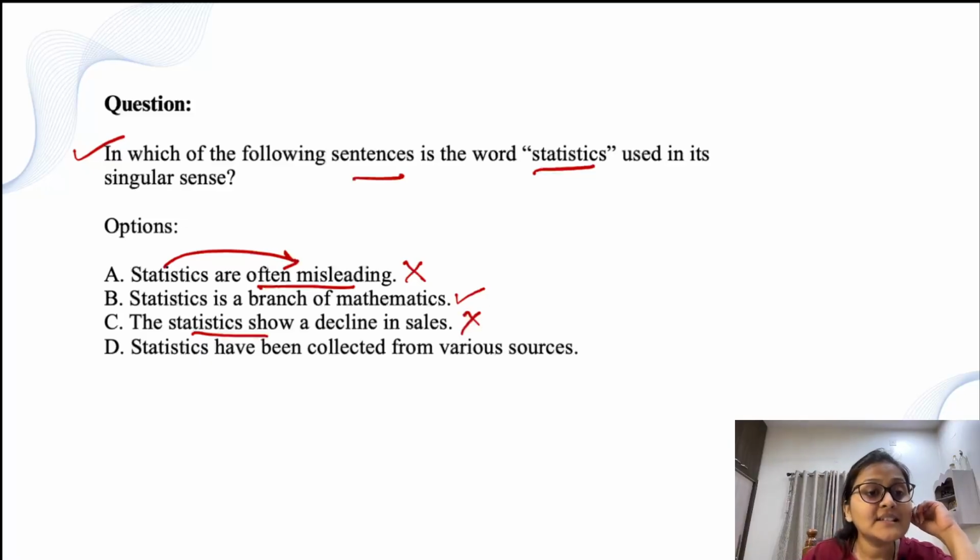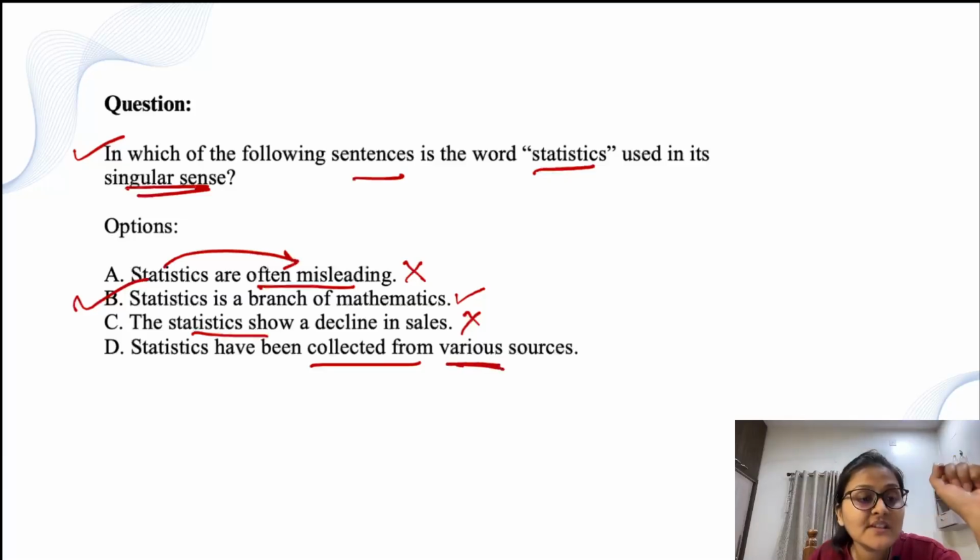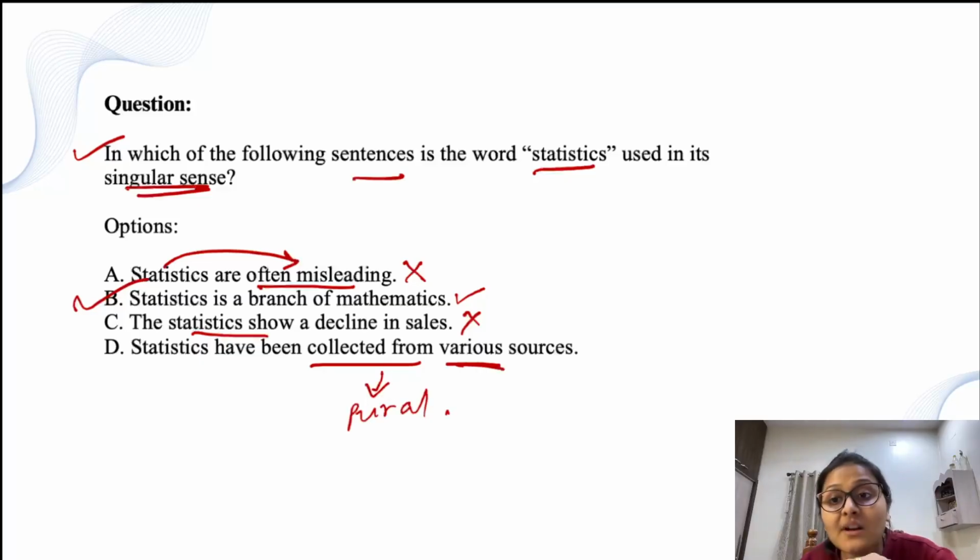The last statement is statistics have been collected from various sources. Yes, it is right. But in the singular sense, if we are looking, then the answer will be statistics is a branch of mathematics. These are being collected from various sources. We can say that statistics is being collected from various sources. It refers to the numerical data collection. But that will come under plural sense. But in the singular sense, it refers to a field of study, right? So option number B will be the right answer.